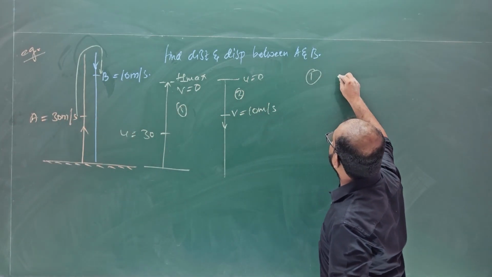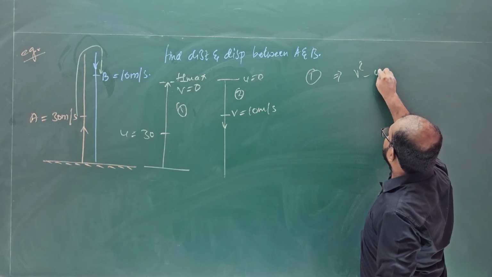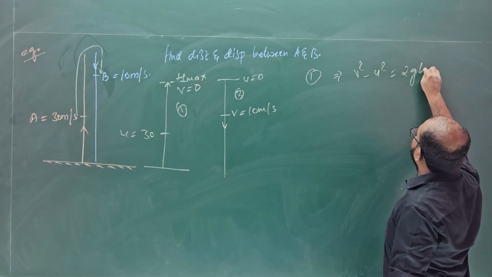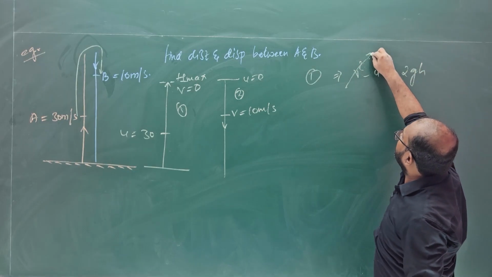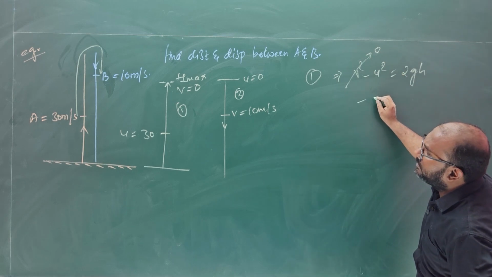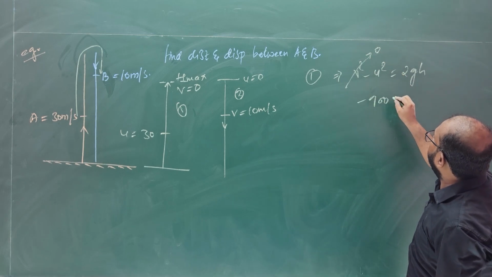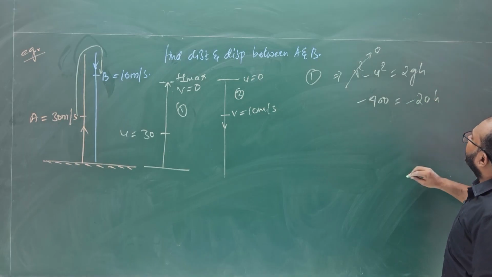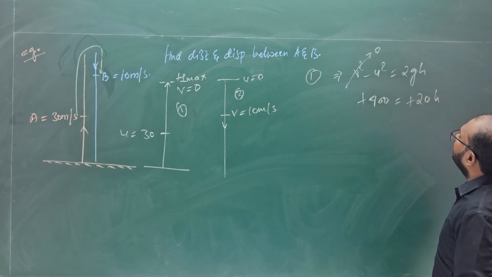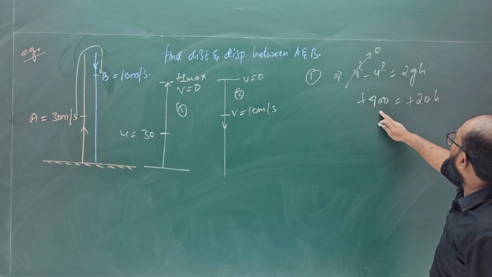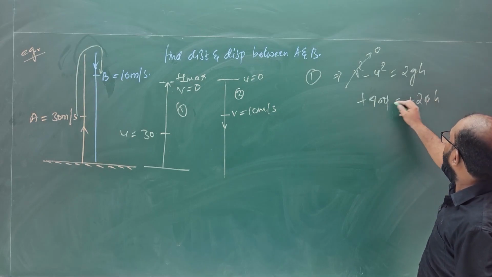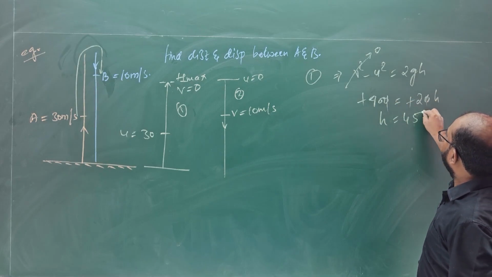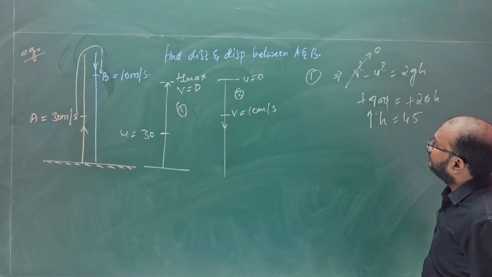So for the first diagram, I am applying v square minus u square is equal to 2gh. V square is 0. So this becomes 0 minus 30 square, that is 900, which is equal to minus 20h. Minus minus get cancelled, and 2 ones are 45. So h is equal to 45 in the upward direction.